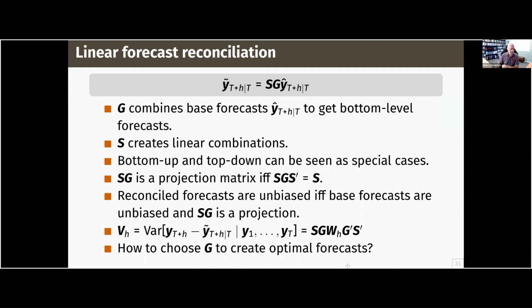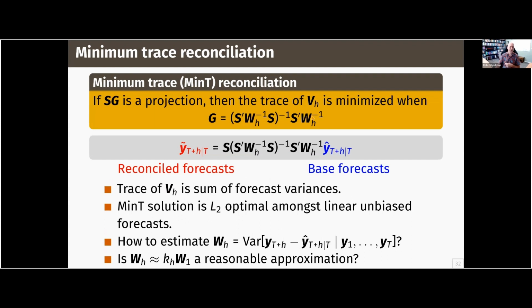The trace is an important thing because that's where all the variances live. This V_H here is the variance covariance matrix. Down the diagonal of the variance covariance matrix are all the variances for all of the different series. So if we sum those variances up, we get a measure of how good our forecasts are over the whole collection. The trace is the sum of the diagonals, so this tells us that's the optimal G, the best G, that's going to minimize the sum of all of the variances. It's quite a simple result, quite a powerful result. All you need to do is to estimate W_H, and you get the best possible forecasts.